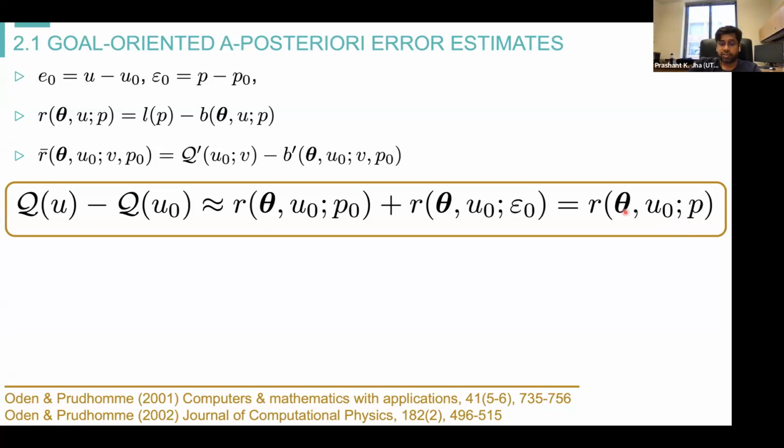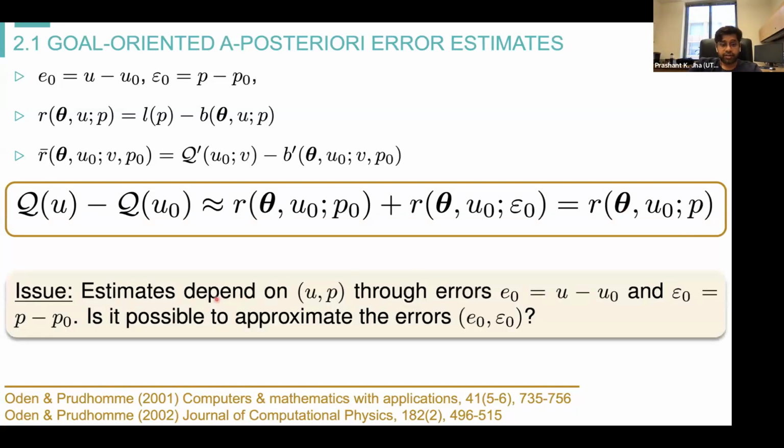So what is the problem with this estimate? Well, the issue is that this estimate still depends on the original solution U and the adjoint solution P. Why? Because to compute the adjoint solution, you have to know U. This P depends on the exact solution U. So now the question is, is there a way to approximate the errors E0 and epsilon 0? If we have some estimate of this error epsilon 0, we can substitute that estimate here, and then the resulting expression will not depend on this pair of original solutions.